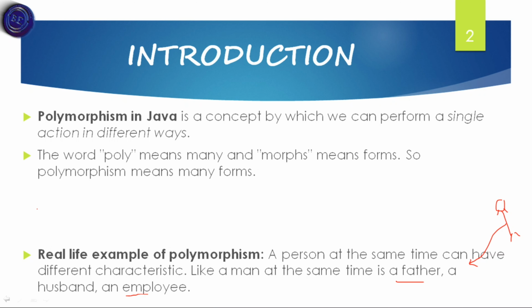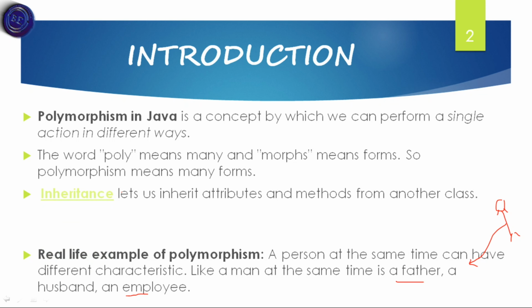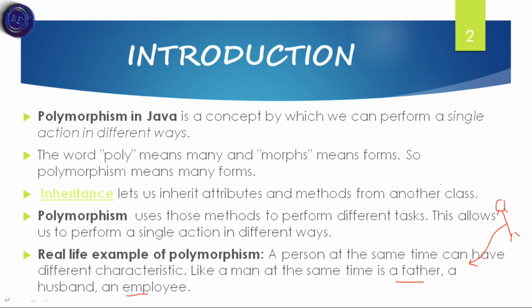Polymorphism is derived from Greek. Poly means many and morphos means forms, so polymorphism means many forms. While inheritance lets us inherit the attributes and methods from another class, that is the parent class, polymorphism helps us to create methods to perform different tasks. This allows us to perform a single action in different ways.